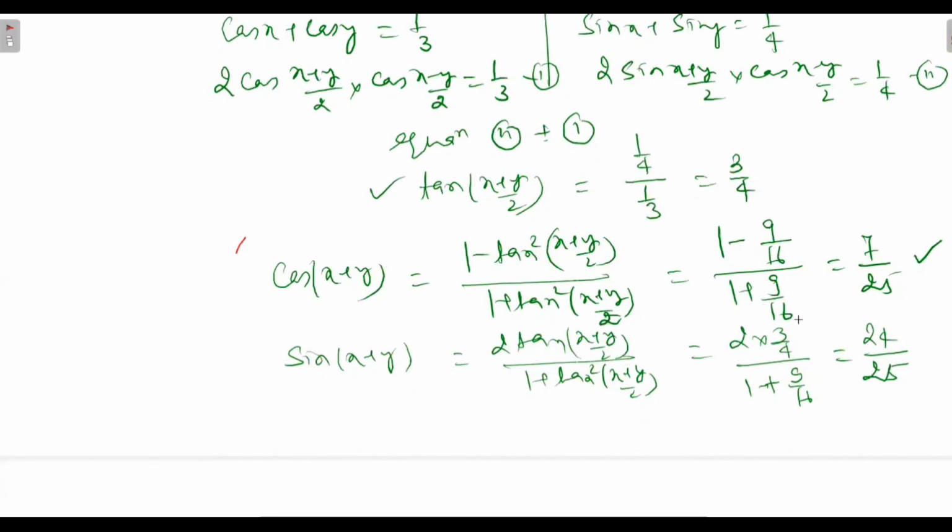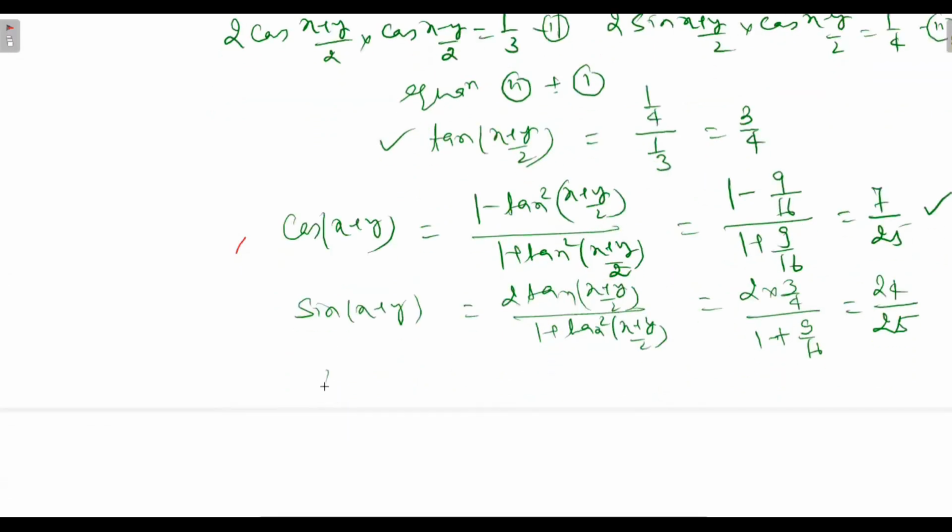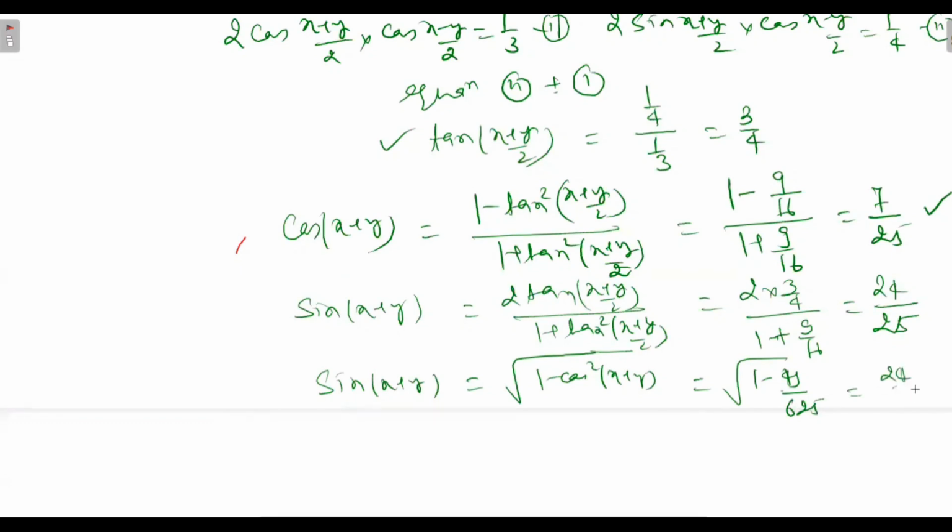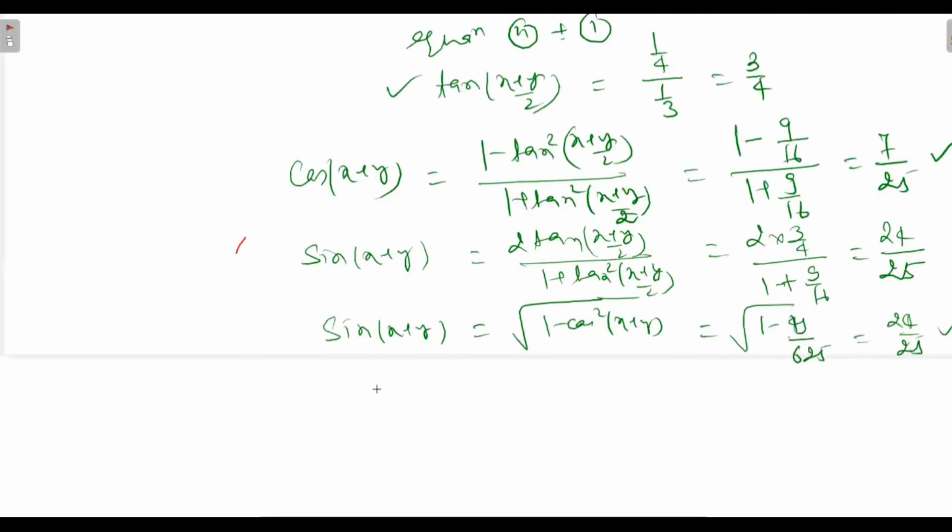And now I could have also done sin(x+y) equals square root of 1 minus cos square(x+y) as well. And I could have got the same result, 1 minus 49 upon 625, right? And then that will be 24 upon 25 itself. So that way as well I could have got it.